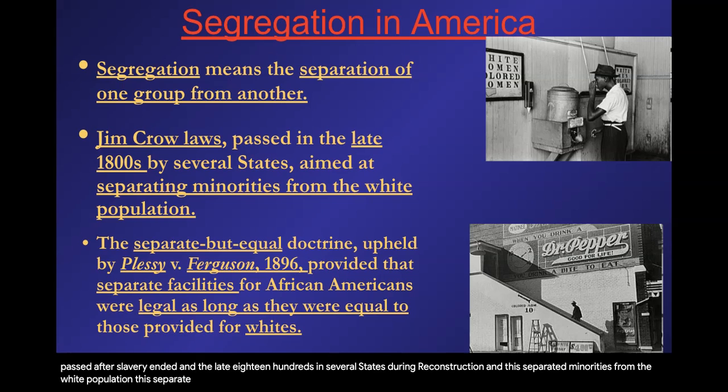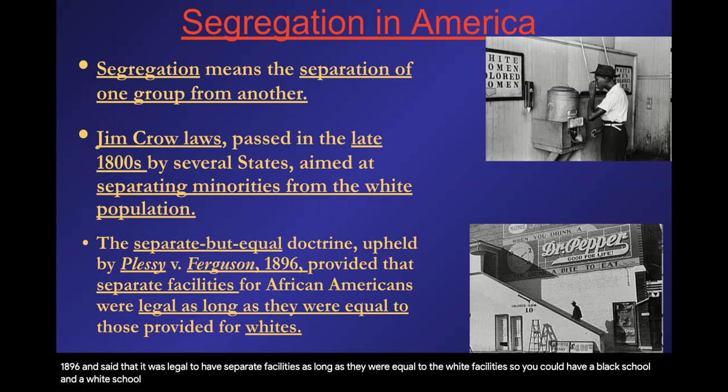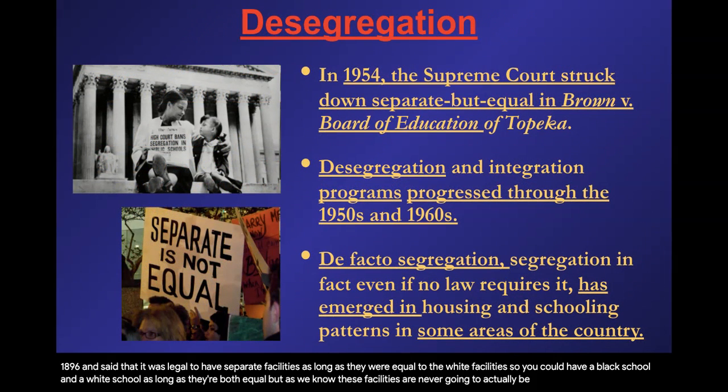This separate but equal doctrine was upheld by the Supreme Court. The Supreme Court case was Plessy v. Ferguson in 1896 and said that it was legal to have separate facilities as long as they were equal to the white facilities. So you could have a black school and a white school as long as they're both equal. But as we know, these facilities are never going to actually be equal.